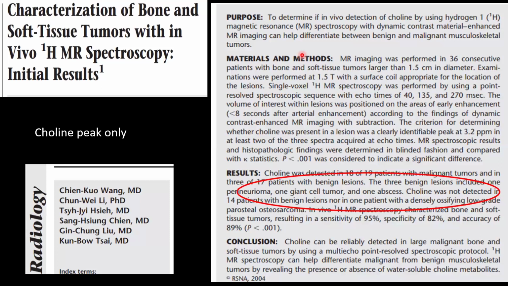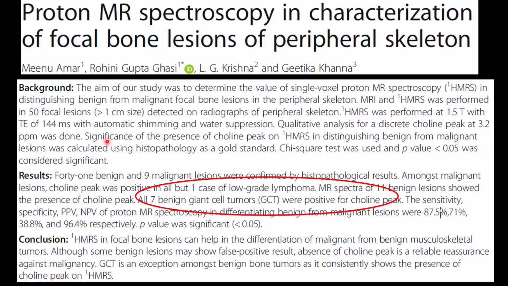In another study, they were only able to identify the choline peak, but they did not measure the choline/creatine ratio. Nowadays, because most 3 Tesla MRIs allow us to measure the different metabolite ratios, we can also calculate the level of the choline if you use the LCModel software. Various previous studies, also from India, characterized the different spectra of peripheral skeletal lesions, but here they found that GCT usually shows the choline peak. GCT is benign, but still behaves as malignant. So that is the reason.